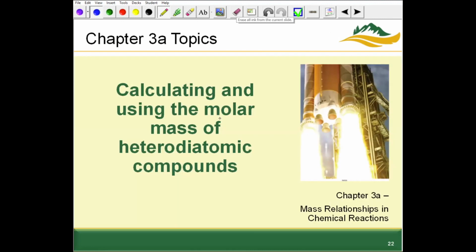We're going to do more practice with molar mass and with moles. I jumped ahead earlier to talking about water. So hetero meaning different. Diatomic, so meaning 2 different atoms. So we're going to talk about calculating and using the molar mass for more complex molecules or compounds, specifically ones that are composed of 2 different types of atoms.